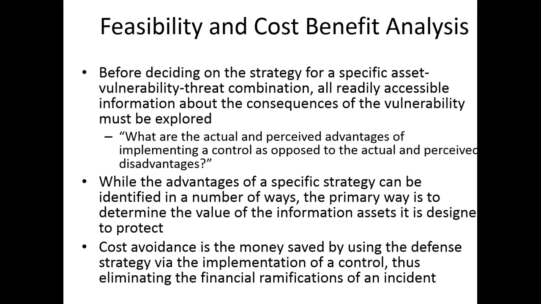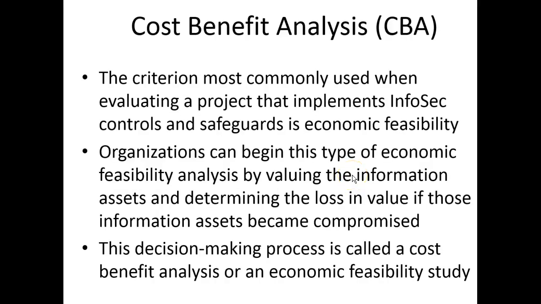While we are looking at the advantages of a specific strategy, we need to identify a number of ways. The primary way is to determine the value of the information asset that we want to protect. Cost avoidance is the money saved by implementing a control, by eliminating the financial ramifications of an incident. One of the common criteria we use when we evaluate a project that implements an information security control is economic feasibility, whether it's feasible economically for us.